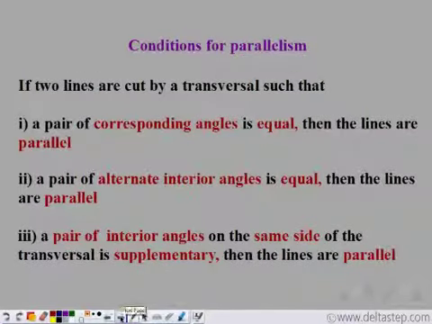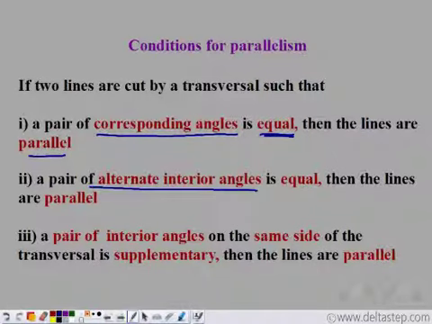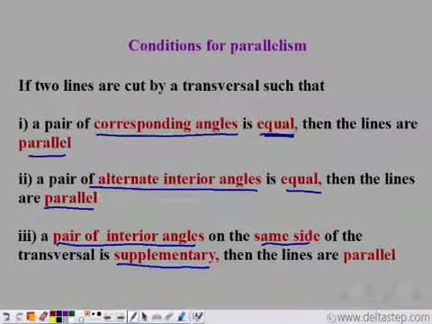So we have studied three conditions for parallelism. What are they? If two lines are cut by a transversal such that a pair of corresponding angles is equal, then the lines are parallel. Or a pair of alternate interior angles is equal, then the lines are parallel. Or a pair of interior angles on the same side are supplementary, then the lines are parallel.